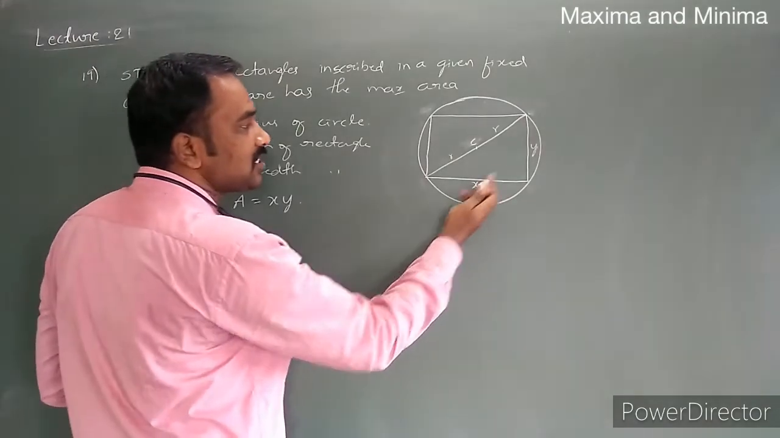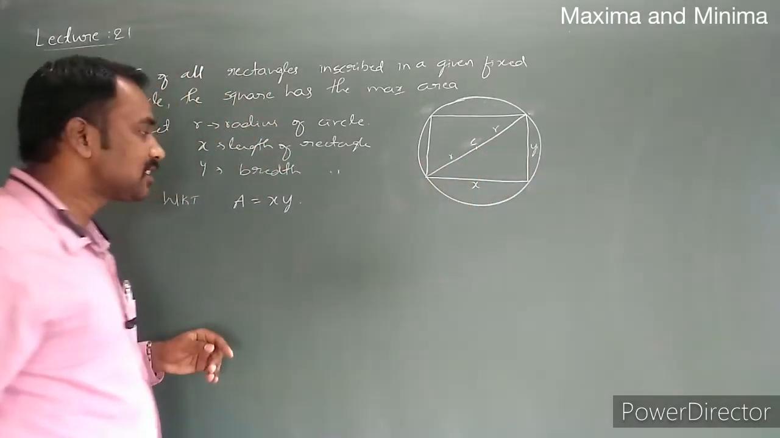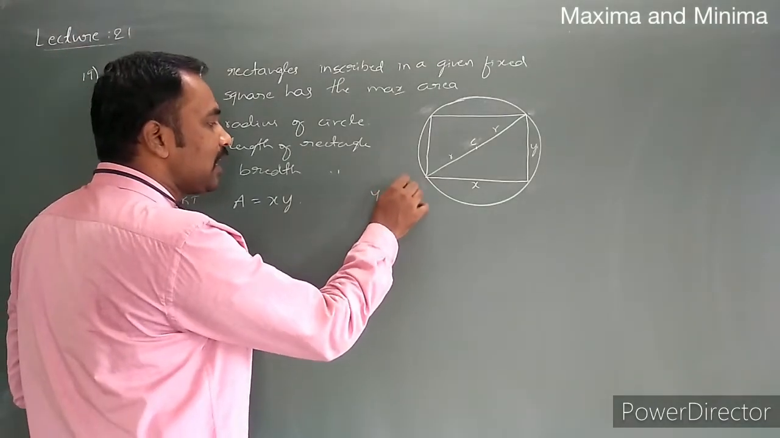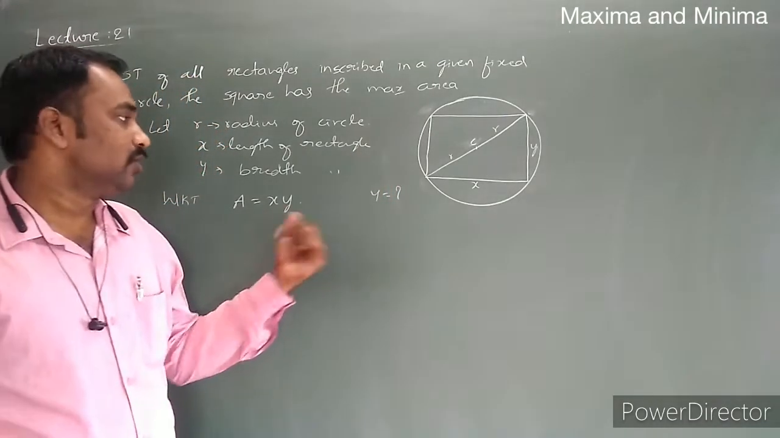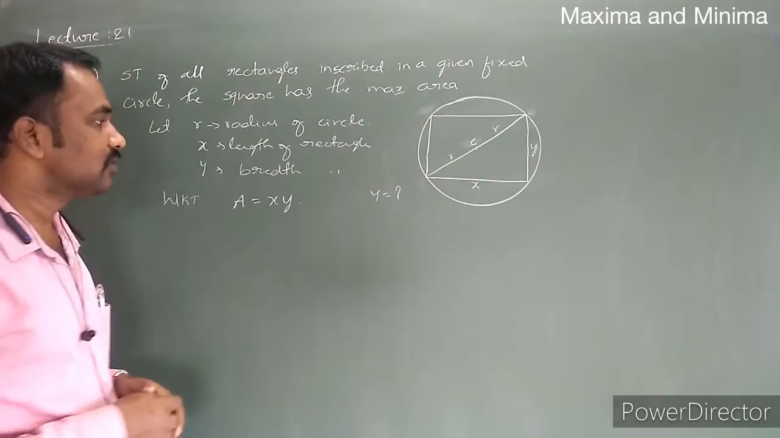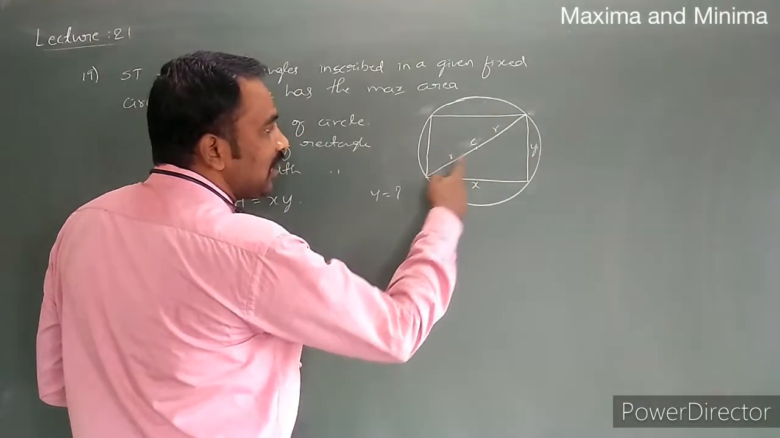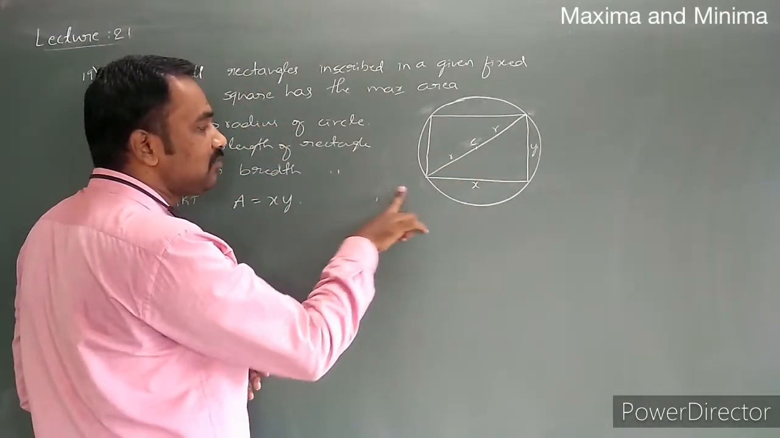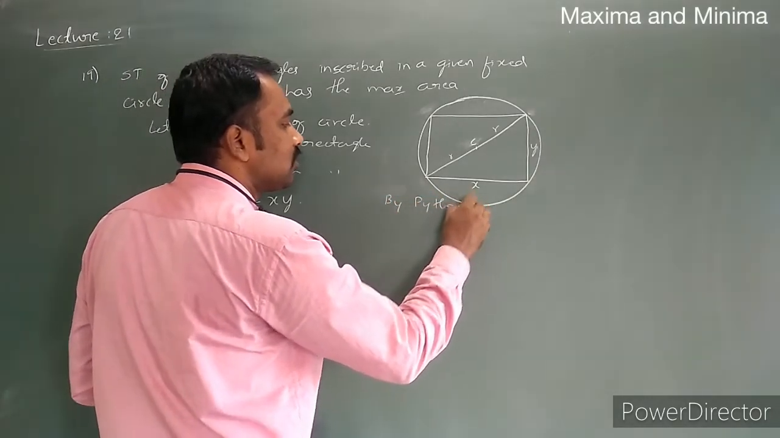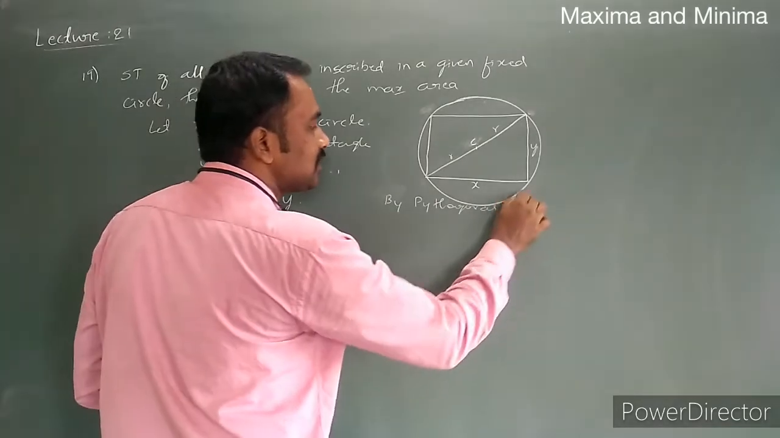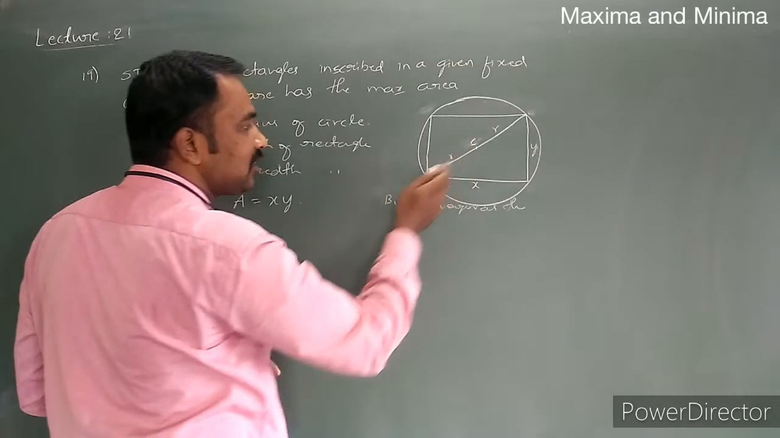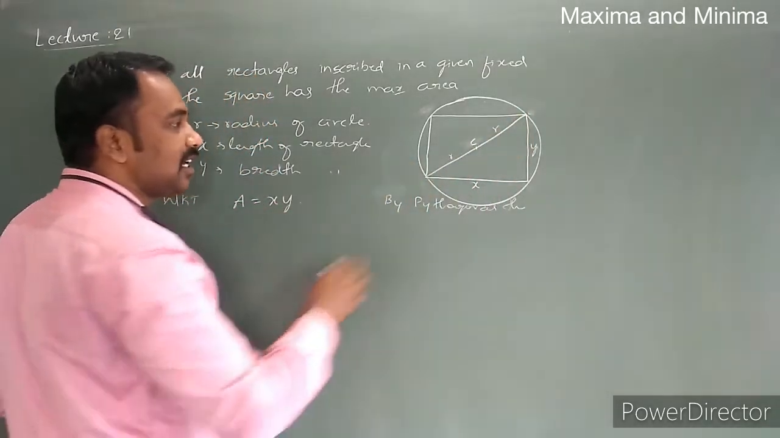How do we replace x in terms of y or y in terms of x? We are very familiar with x, so I am going to replace the y value in terms of x. To replace the y value, the radius is already there. With the help of the radius we can replace it by the Pythagoras theorem. It is a diagonal, so it is a right angle triangle. In this right angle triangle, what is the hypotenuse?